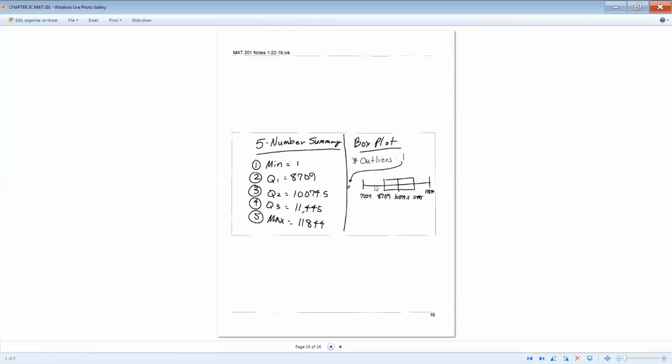That means the whisker would extend to the lowest value that's not 1, which is 7229. Okay, or was it 7224? Okay, so let me know if you have any questions on the process.